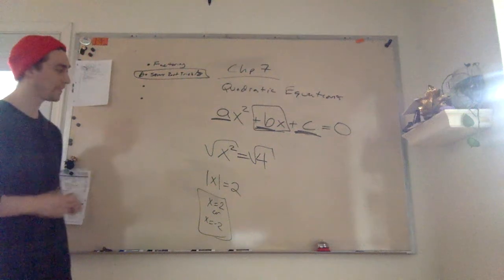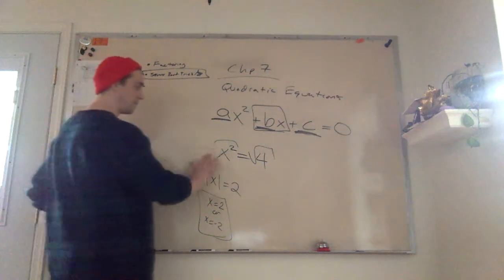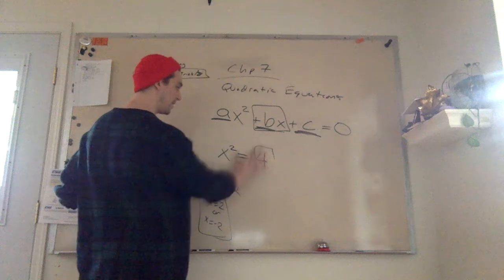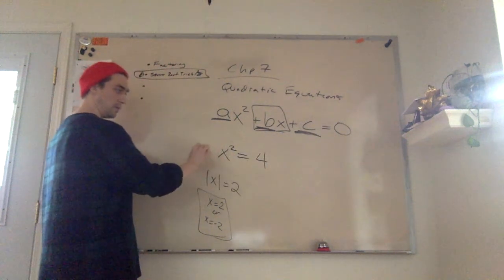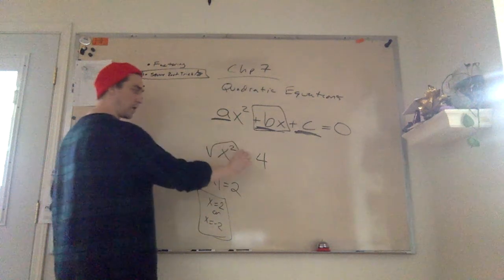Okay, but I should tell you that some people use a different notation, where you take x squared equals 4, and you take the square root of both sides.